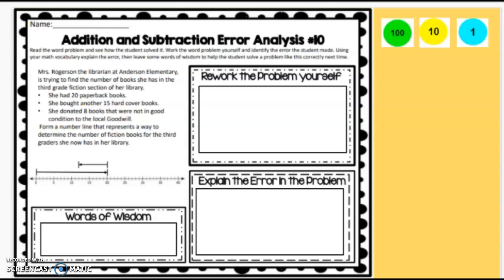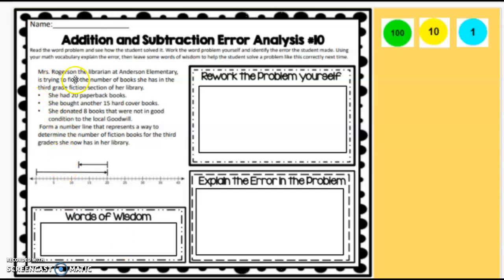Okay, for today's assignment, you are going to be doing an addition and subtraction error analysis, just like you see here, okay? So what you're going to do is read this story problem. Then you're going to rework the problem by yourself, and then you're going to explain the error in the problem, and then give just a few short words of wisdom, okay? So I'm going to model this for you, and then you're going to do two by yourself, okay?